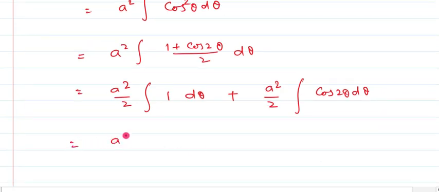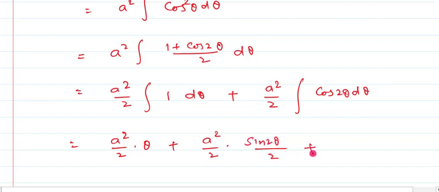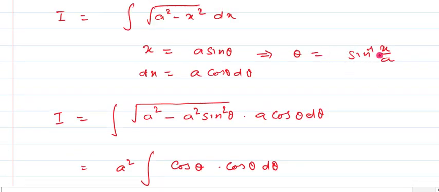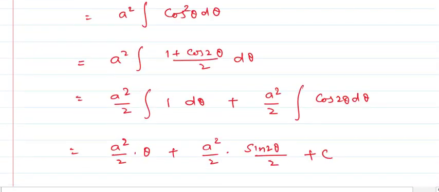Find out, it is a square upon 2 into theta simply, plus a square upon 2, the integration of cos 2 theta is sine 2 theta upon 2, plus c. Now the step which is left is just to change this theta everywhere into the original variable, that is x. As we have calculated theta over here, it is sine inverse x upon a, and as we have substituted x as a sine theta, we can find the value of sine theta as well from here. It is x upon a, and similarly we can find the value of cos theta from here by using 1 minus sine square theta.